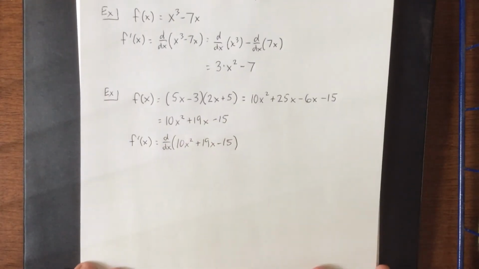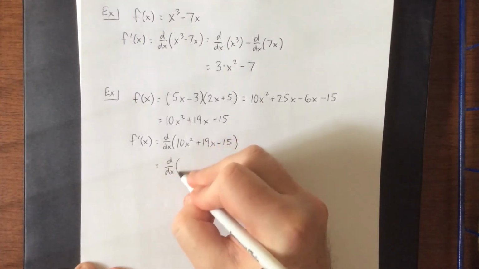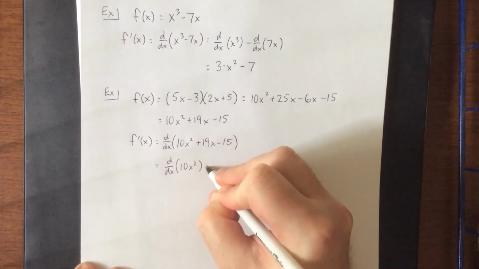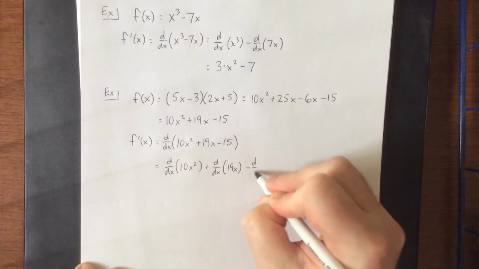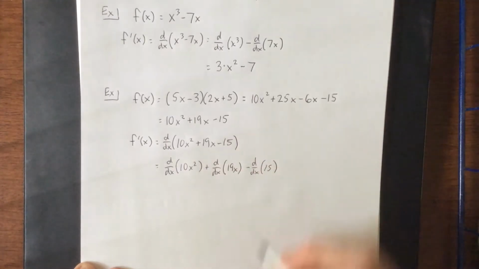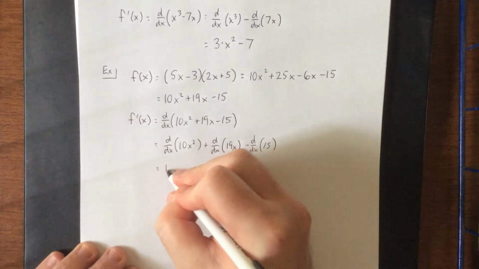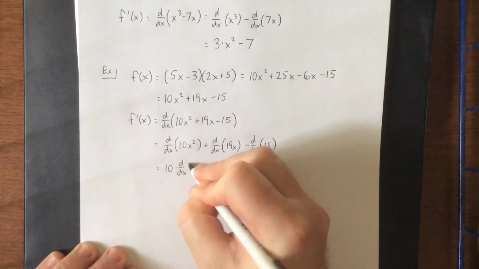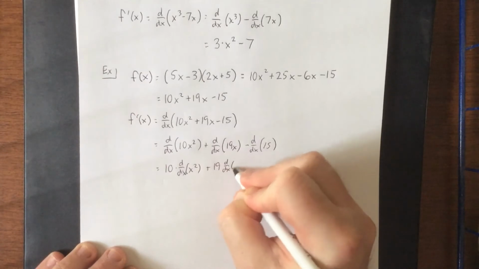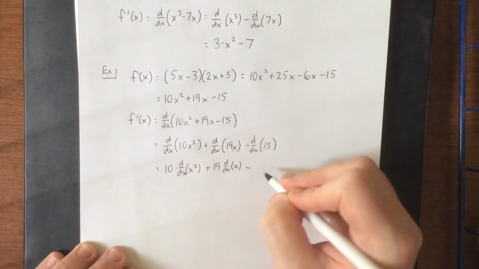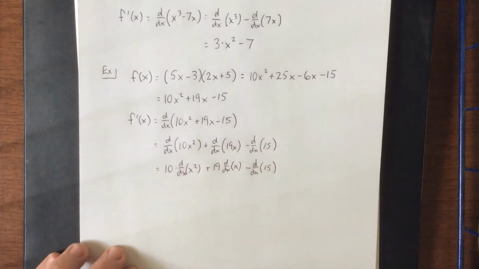First, we can apply our sum and difference rules. Sum and difference rules say that we can turn this into the derivative of 10x squared plus the derivative of 19x minus the derivative of 15. Next, applying the constant multiple rules, we can call this 10 times the derivative of x squared plus 19 times the derivative of x minus, well, the derivative of 15. That's just a derivative of a constant term. That's going to wind up being 0.